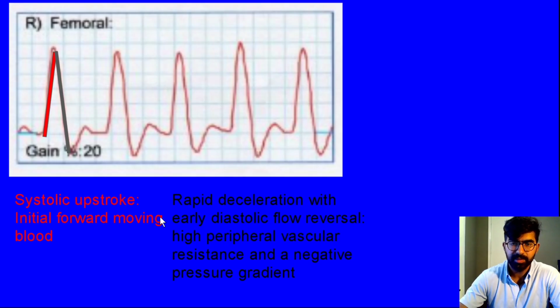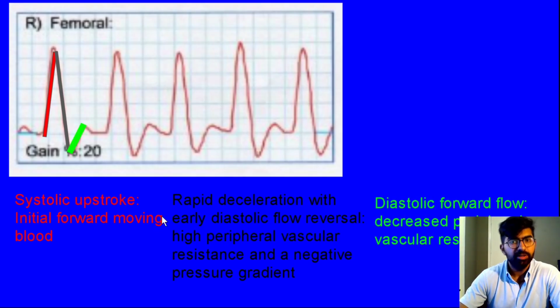Now, once you get the rapid deceleration, you do then see the diastolic forward flow. And this is really a result of decreased peripheral vascular resistance, which then causes the blood to move forward.